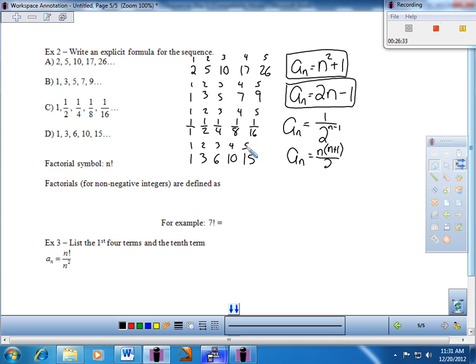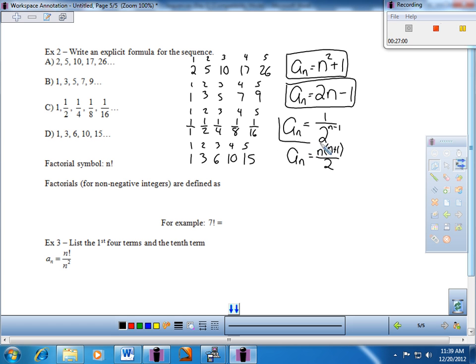So if this is my n, 5 is my n, 5 plus 1 is 6, 5 times 6 is 30, divided by 2 is 15. And that's the algebraic rule for your triangulars. Okay, very cool.